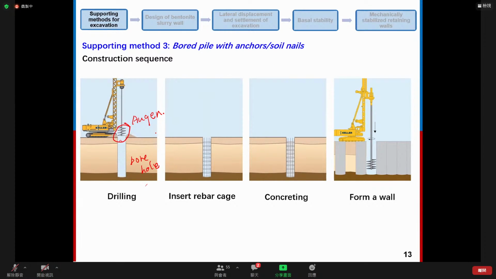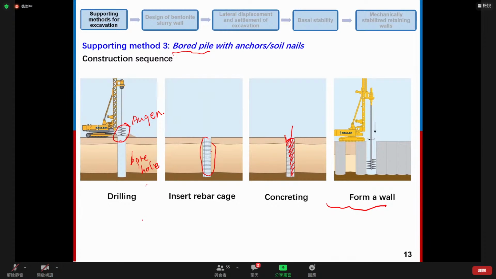So that's why this method is called bored pile, because first of all, we need to have a borehole. Okay, and after that, we install a rebar cage. This is the rebar cage. And then we do the concreting to form a pile. So one pile is complete. And then we repeat the same procedure. We can form an entire wall.